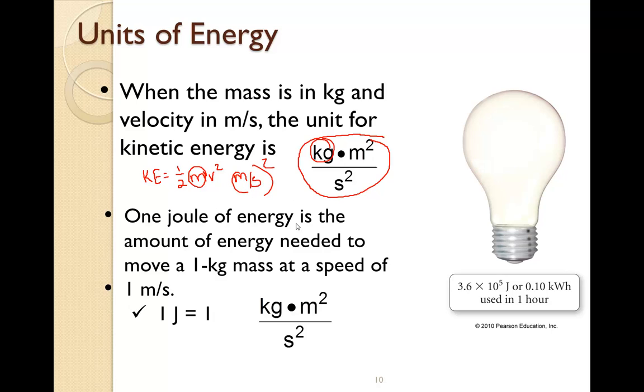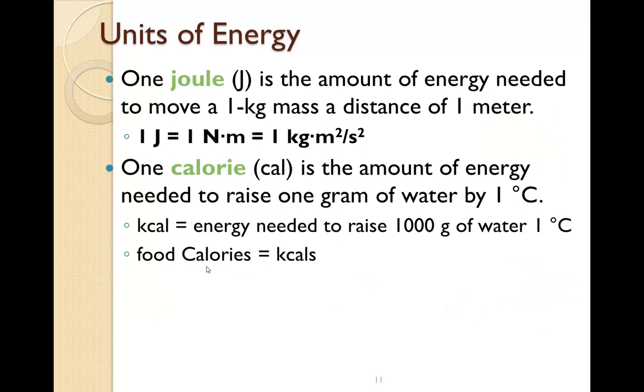1 joule of energy is the amount of energy needed to move 1 kilogram mass at the speed of 1 meter per second. To give you an idea of what 1 kilogram of mass would be, a pineapple would be approximately a kilogram. An average textbook would be the weight of a kilogram. That gives you kind of an idea. A joule is the amount of energy needed to move 1 kilogram mass a distance of 1 meter. So 1 joule is 1 newton meter. Newtons are kilograms meters per second squared, and this is if you had all the base units. Remember, these are derived units that are derived from the base units.